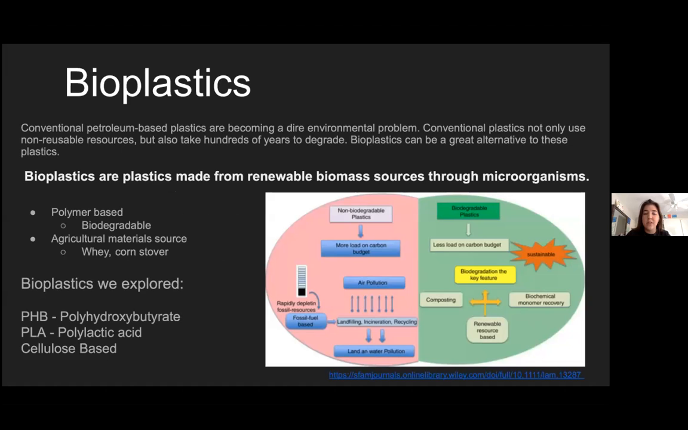More specifically, we looked into bioplastics made from agricultural materials: PHB, PLA, and cellulose-based plastics. PHB from whey, PLA from cornstarch, and cellulose-based plastics from corn stover.